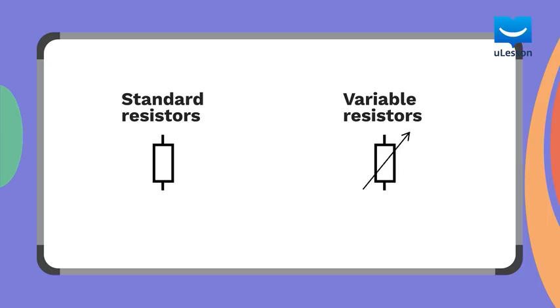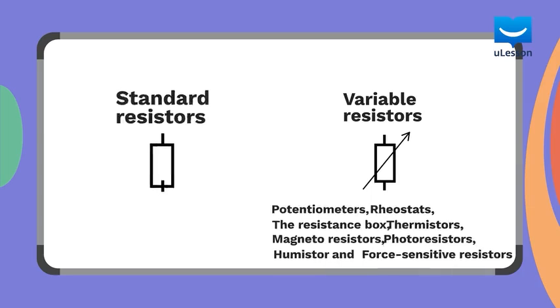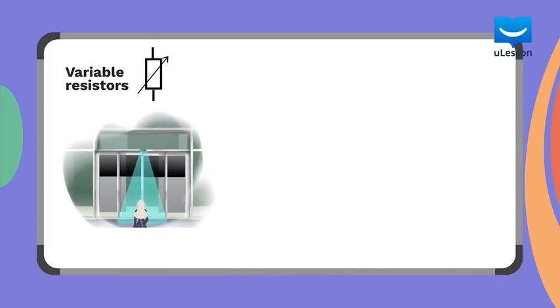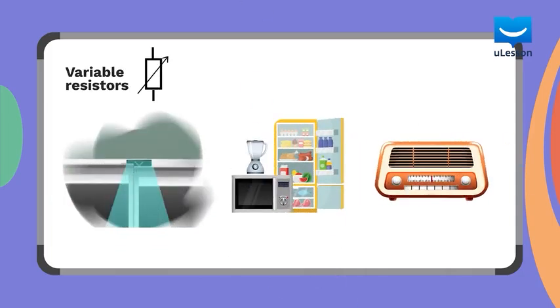Examples of variable resistors include potentiometers, rheostats, the resistance box, thermistors, magnetoresistors, photoresistors, humistors, and force-sensitive resistors. They are very useful for many practical applications where a varying resistance is needed. And these include motion sensors, home electrical appliances, audio control, etc.